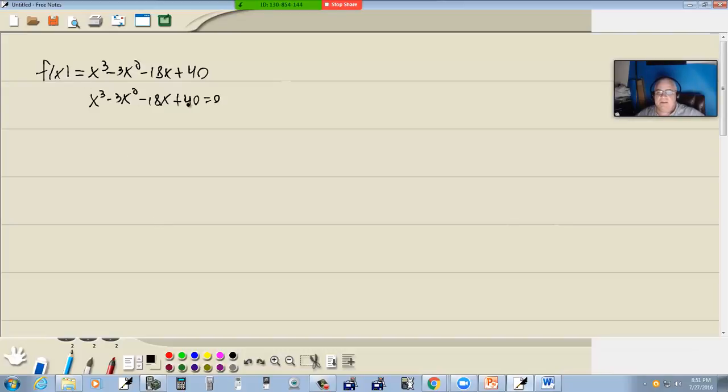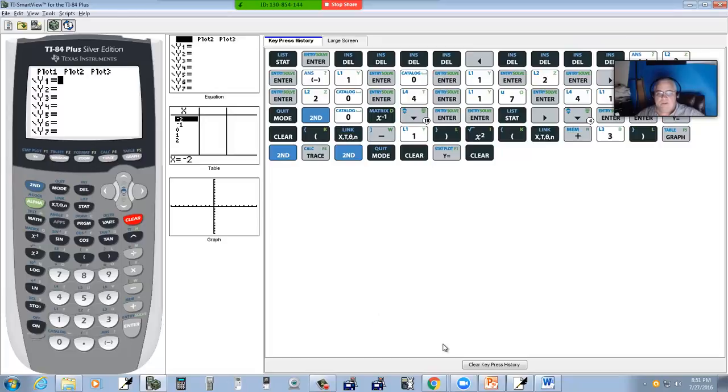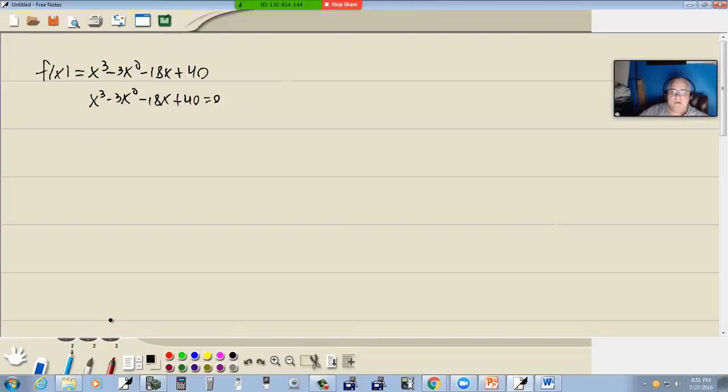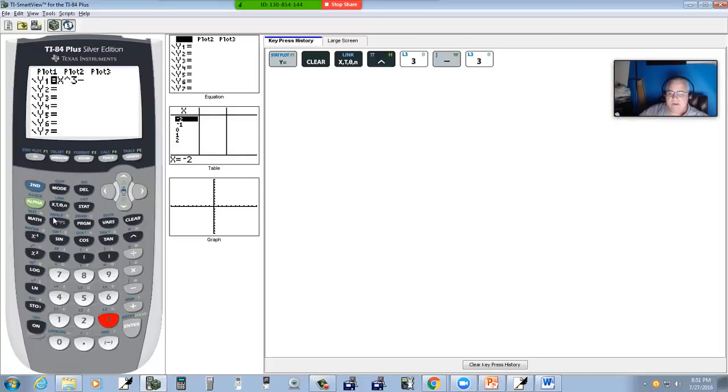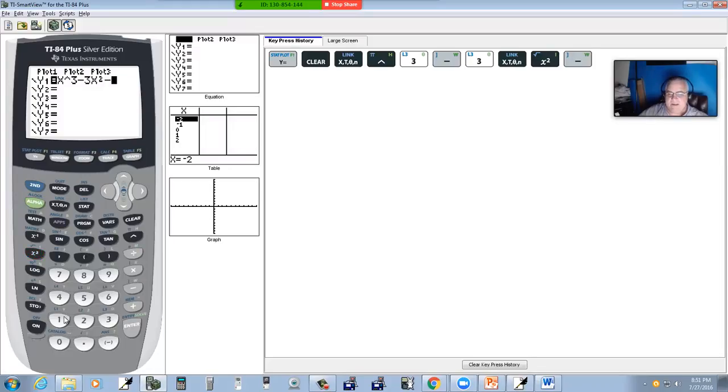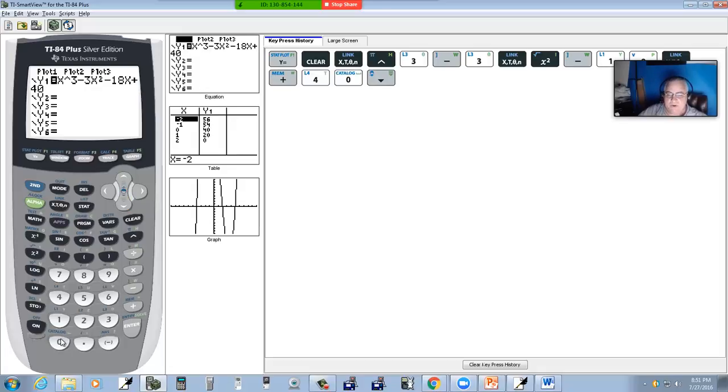Okay, here it is. Step 1. We're going to put our polynomial in y1, and 0 in y2. So we'll go to y equals, if you're not already there. Press clear to clear out whatever's on the line. And then we've got x caret 3, x to the third, minus 3x squared, minus 18x, plus 40. And then I'm going to down arrow to y2 and put 0 in y2. This process does not work if you don't have 0 in y2.